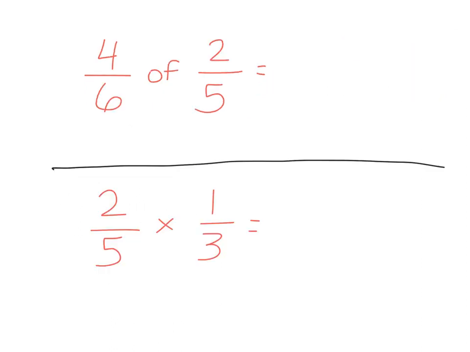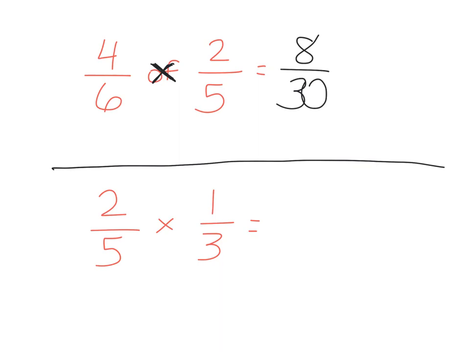Now let's do some more. So I have 4/6 of 2/5. So I know "of" is multiply. I'm just going to put a multiplication symbol right over the "of," and I'm going to do 4/6 times 2/5. First thing I'm going to do is multiply the numerators, then I'm going to multiply the denominators, and then I'm going to simplify if needed. So now 4 times 2 is 8, 6 times 5 is 30. My answer is 8/30, and I need to double check to see if that's in simplest form, and it's not.